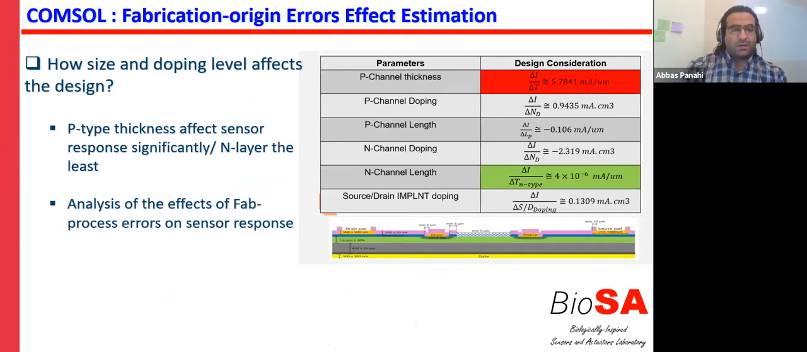Next slide. Also, we use COMSOL simulation as a platform for estimating the fabrication errors and estimate those effects on the sensor response. As you can see, we have different parameters in OpenGate JFET, for example, P-channel thickness, P-channel doping, and P-channel length. So we can estimate the errors that come from fabrication and estimate those effects on the sensor. Based on our design, we understand that P-channel thickness is very important to be considered, as its effect is higher, as you can see, compared to other parameters. Next slide, please.